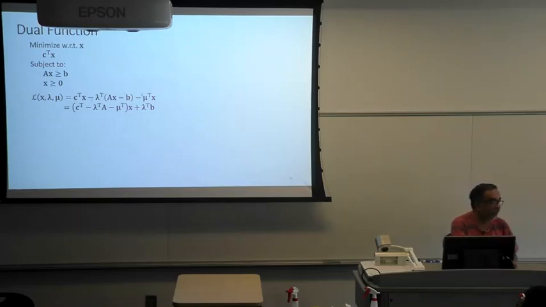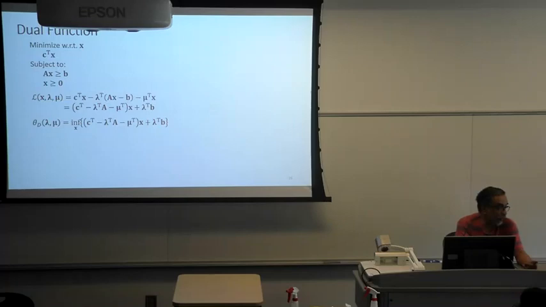Then what I do is I take all the terms that have x in them and put them together. So I have an x here, and this is independent of x. This is theta d, defined as the infimum with respect to x of this, the Lagrangian. Agreed? Since lambda transpose b is independent of x, I can take it outside the infimum. So I have this expression here.